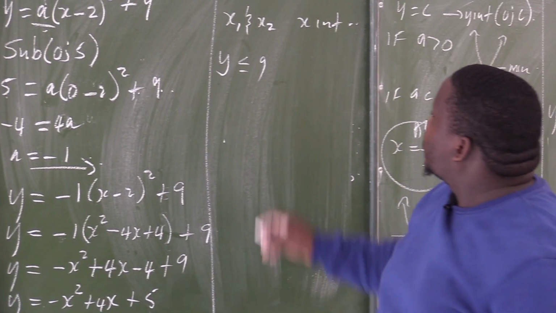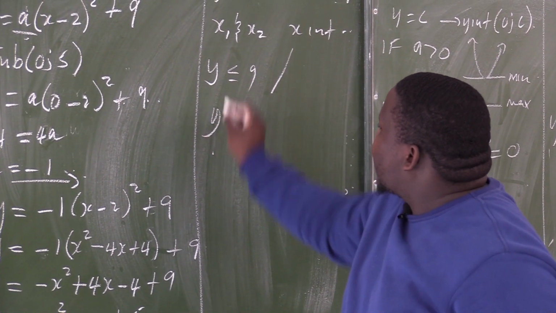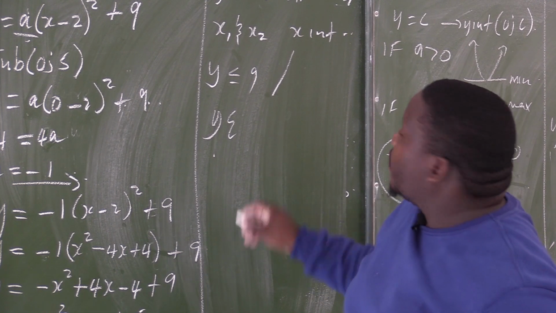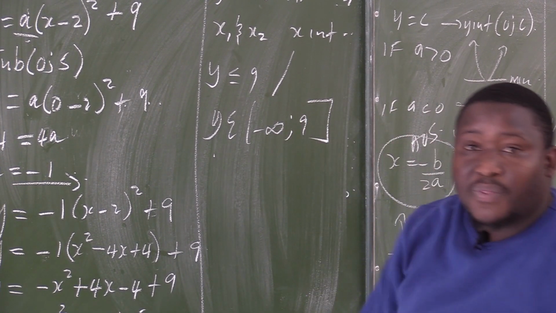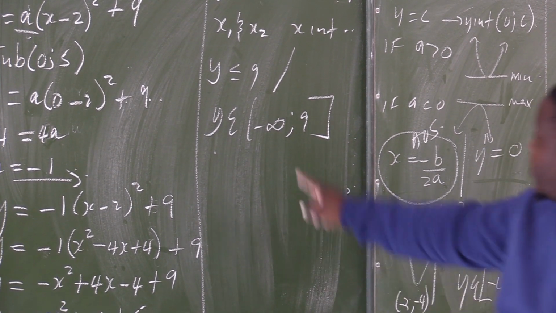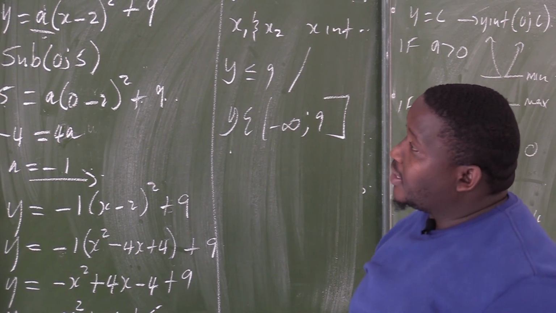Some people use this notation to say y is an element of negative infinity to 9, with a bracket. So this or that one, that is your range.